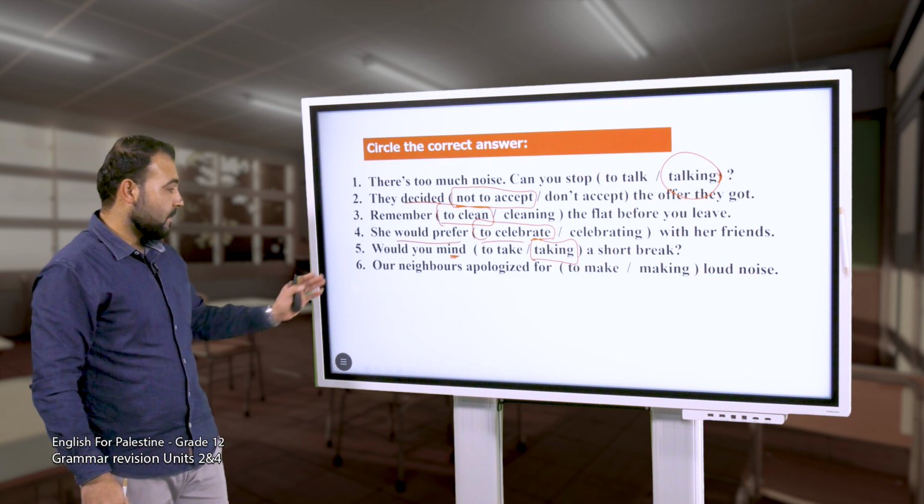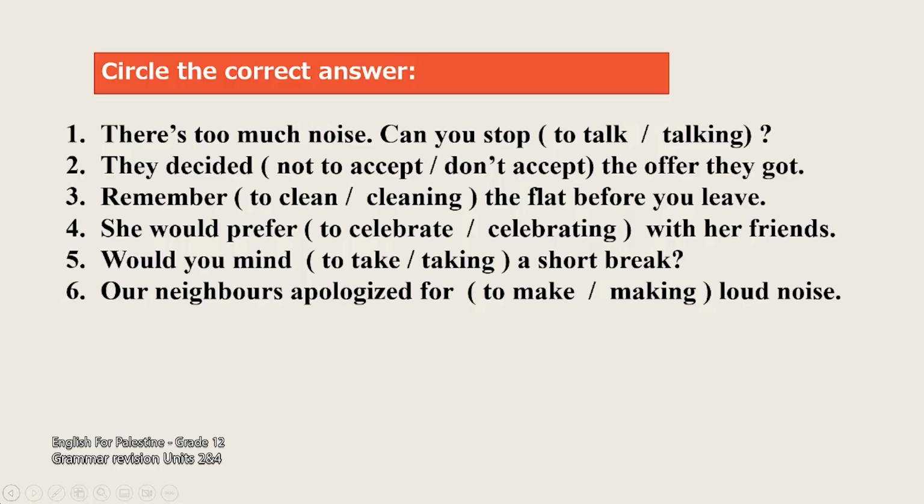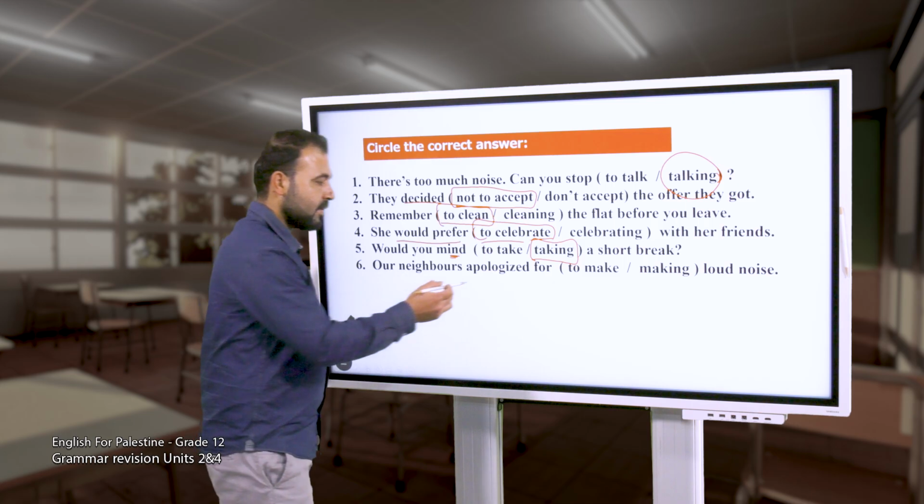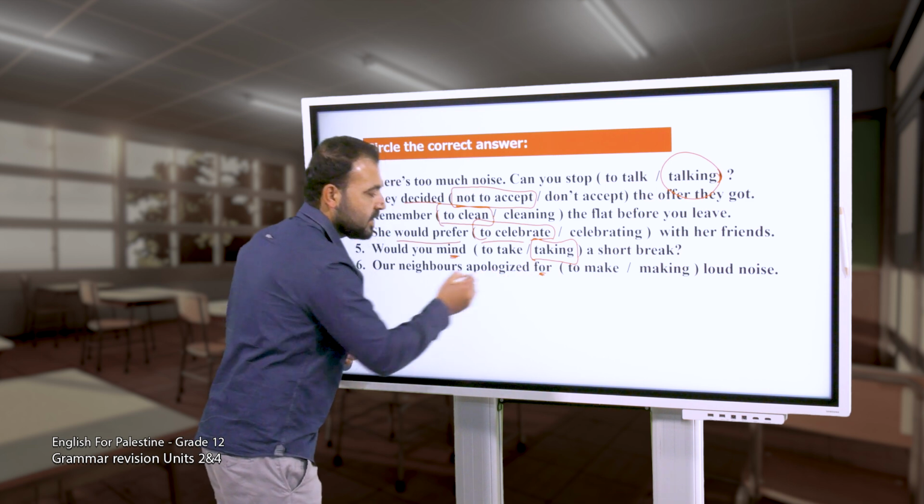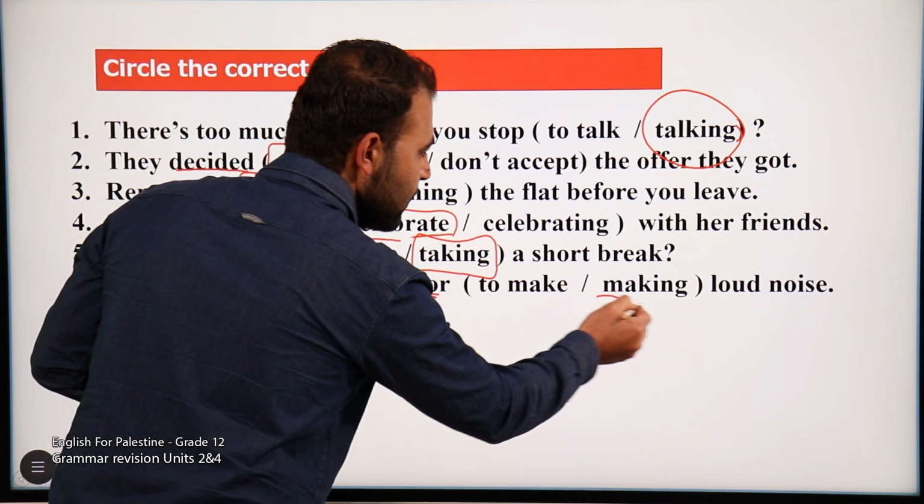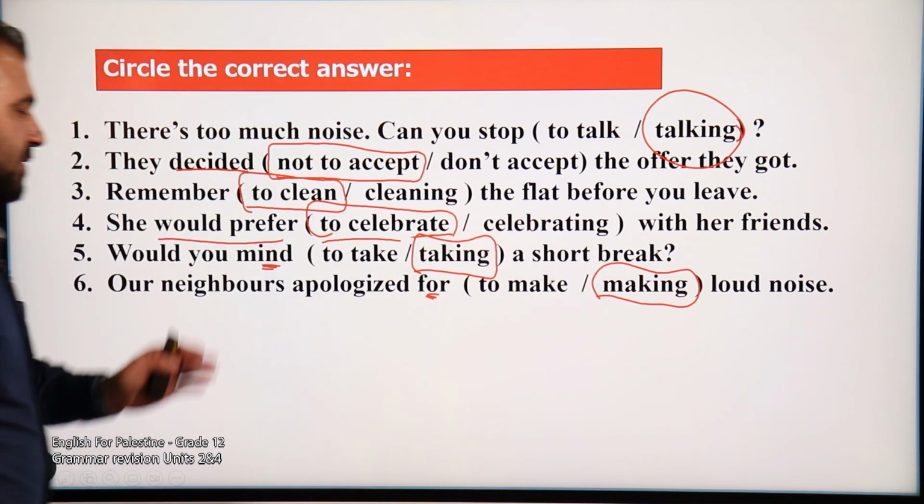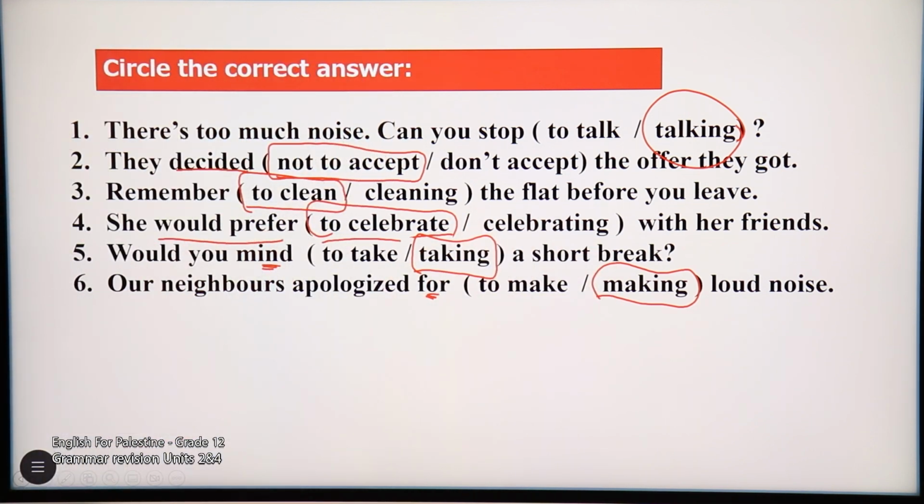Sentence number 6. Our neighbors apologized for to make or making loud noise. Exactly, we have here a preposition. It must be followed with the ing form, for making.